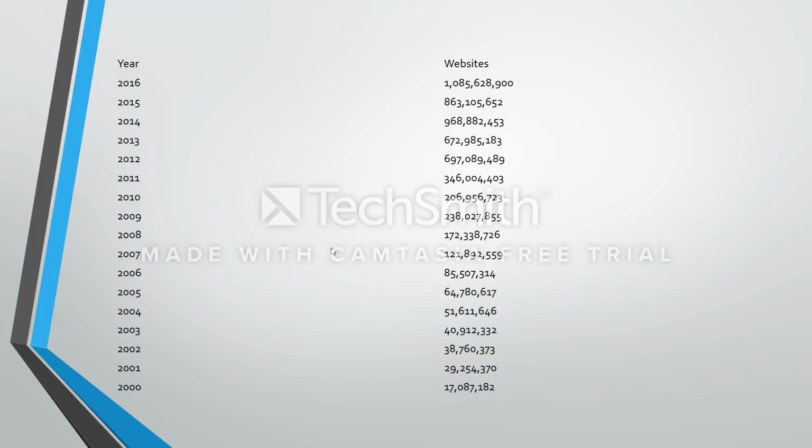Well, this is just an infograph of the size of the web from the year 2000 to 2016. As you can see, every year the number of websites has kept on increasing at a rapid rate. The number of websites has grown exponentially. Probably someday soon they might even overtake the population of Earth.